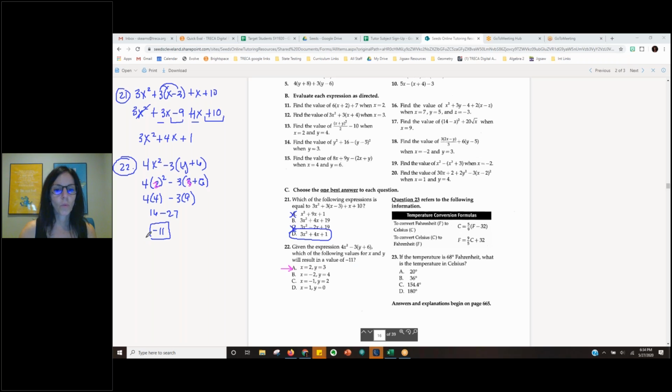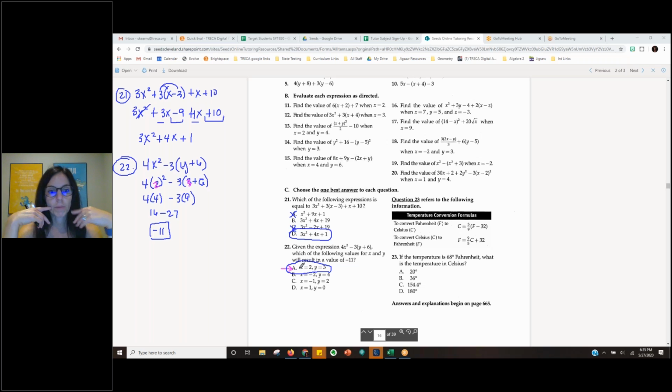Given the expression, which of the following values for x and y will result in a value of negative 11? Good thing it wasn't D. It was A. We don't have to test anymore. But in a problem like this, you would have to literally go through A, B, C, and D, plug the values in until you get the correct answer.